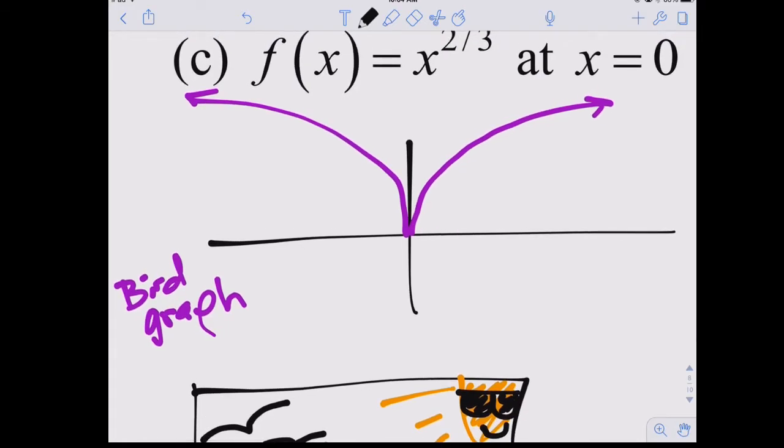Now, is this graph continuous everywhere? Continuous? Yeah. Is it differentiable everywhere? No, I don't think so. Do you see a sharp turn or a cusp? Is it smoothly connected? No. Right there at x equals 0, you have a cusp. Okay, it's a sharp turn.